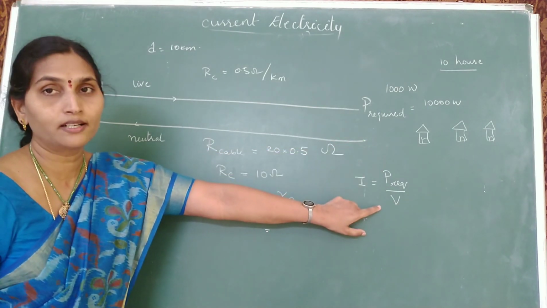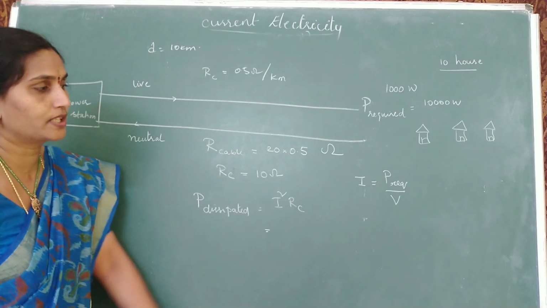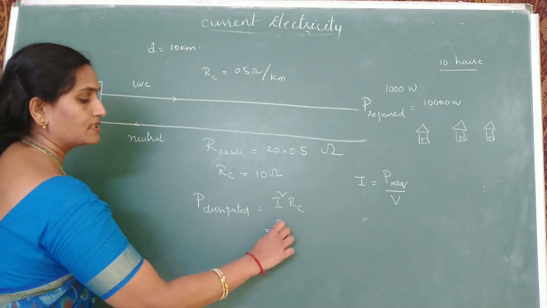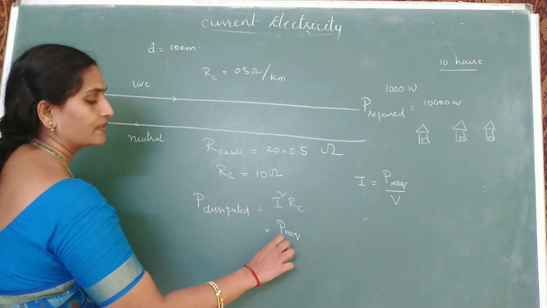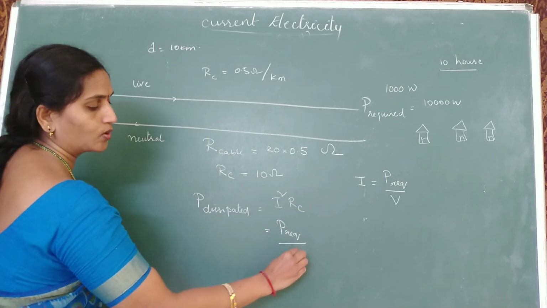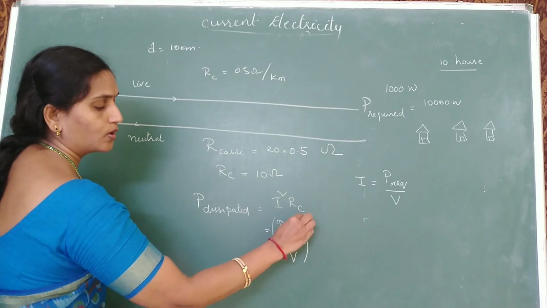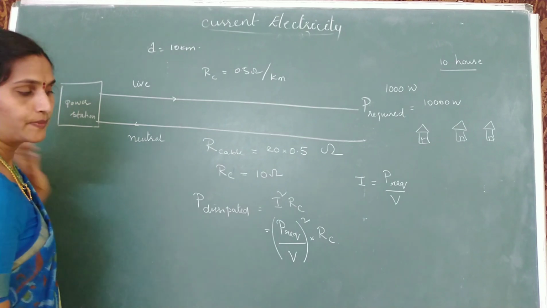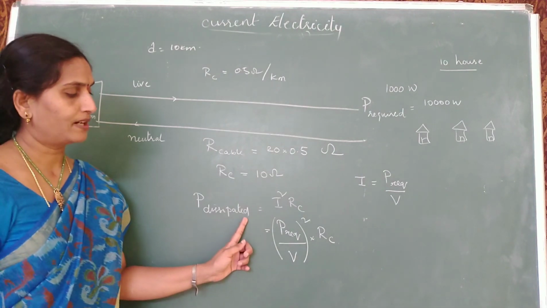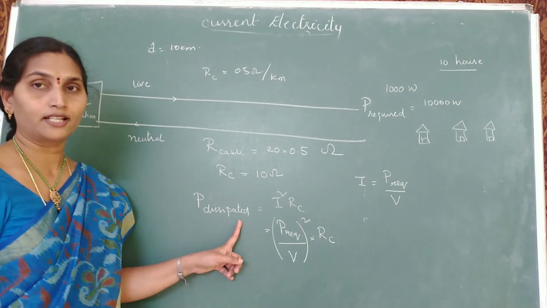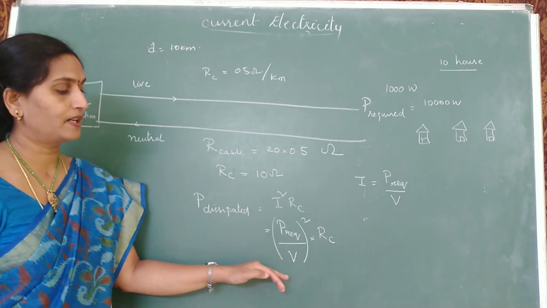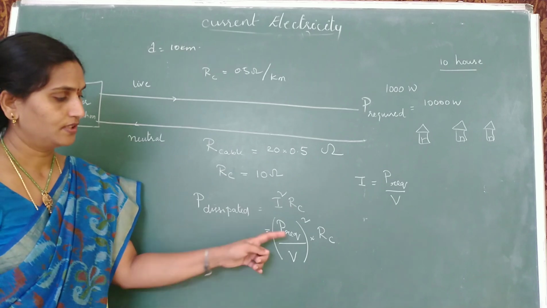I am taking it as 200, though it is 220, to make the number easy. Power required is 10,000, divided by voltage, which is 220, whole square, into resistance of cable. So this is the amount of power lost during transmission.